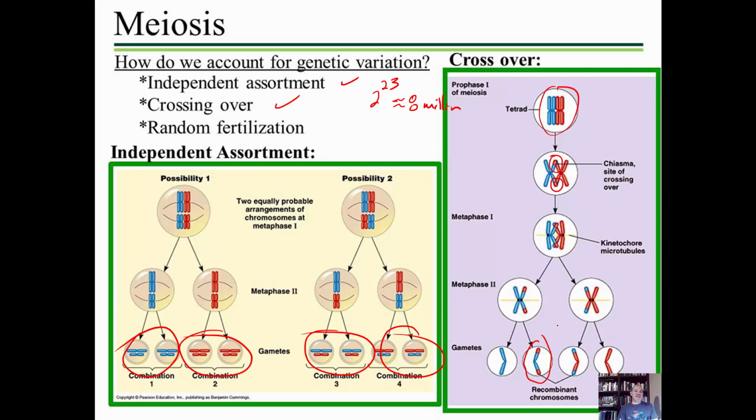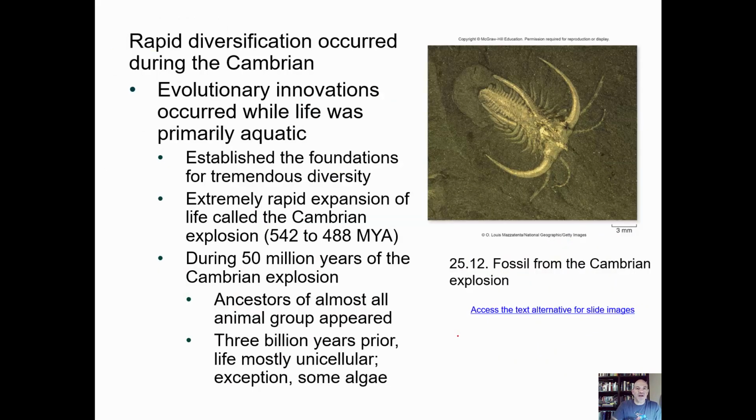And then at the end of the day, you have genetically different sperm and eggs, and then if fertilization is random, that increases genetic diversity in the next generation even further. So just a quick review of some of those concepts.